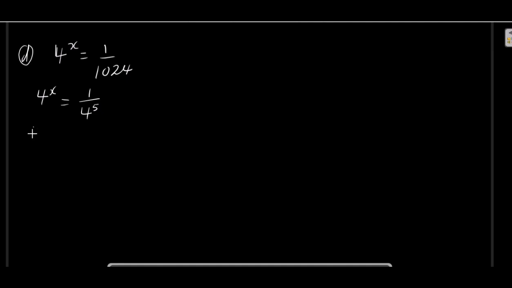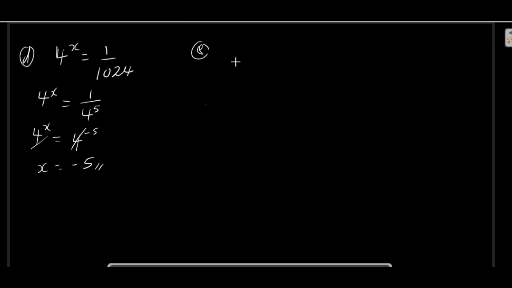Okay, so we have 4 raised to the power of x to be equals to, we can re-express 1 over 4 raised to the power of 5. Recall our negative index law. So this can be expressed as 4 raised to the power of minus 5. Now we have made the bases the same, our x will be equals to minus 5. So minus 5 is going to be the value of the variable.